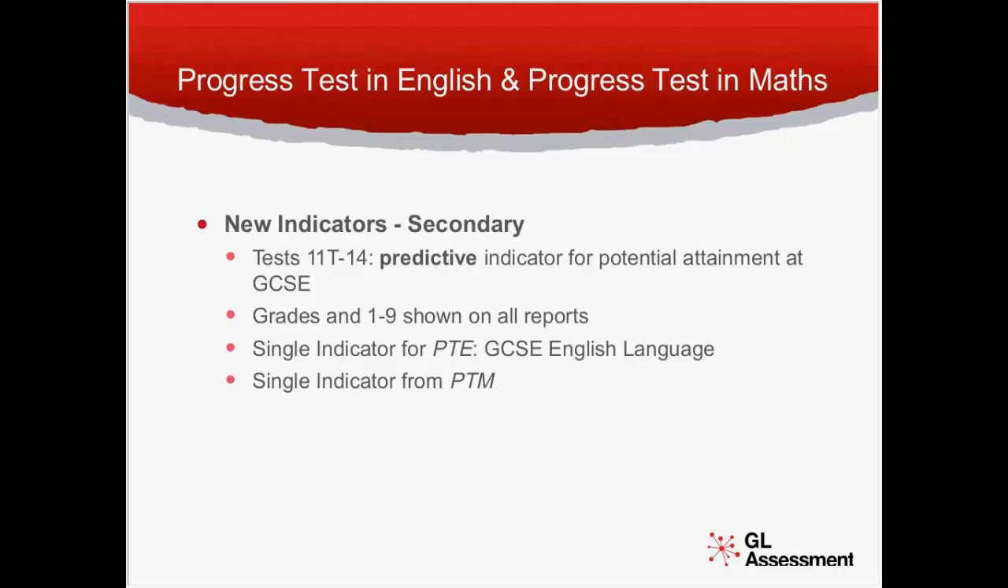For secondary, from the transfer test, which is 11T, to level 14, there will be an indicator for GCSE, and these will be shown both as grades and with the new 1 to 9 reporting system. That will be shown in all reports. And it's a single indicator for English and for Maths, and for English, it's English language, just to be clear there. So again, I can show you what that looks like.